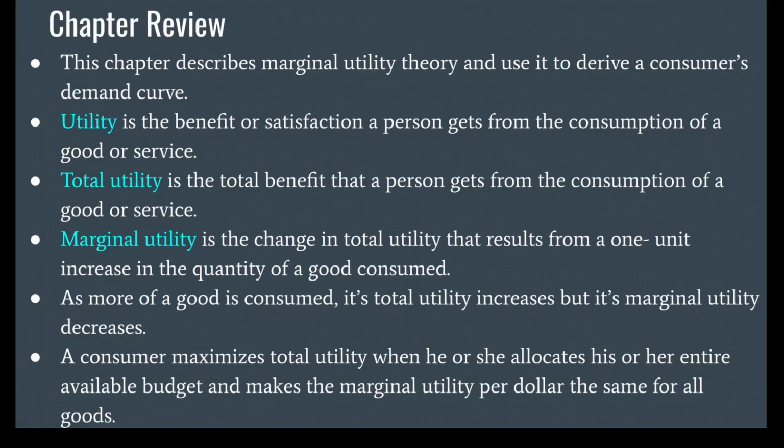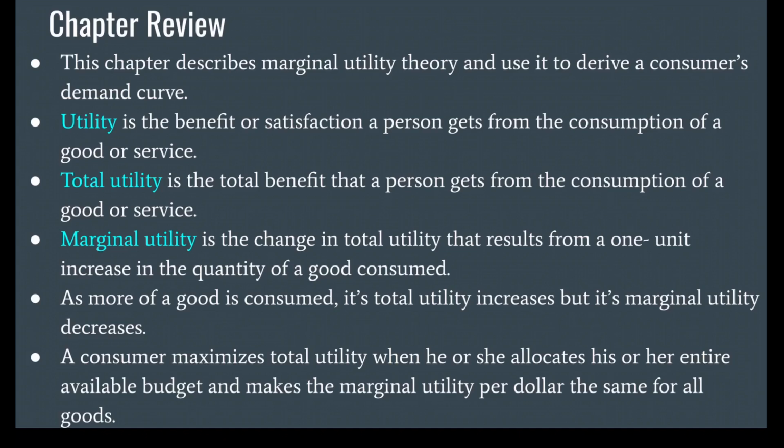Chapter review. This chapter describes marginal utility theory and uses it to derive a consumer's demand curve. Utility is the benefit or satisfaction a person gets from the consumption of a good or service. Total utility is the total benefit that a person gets from the consumption of a good or service. Marginal utility is a change in total utility that results from a 1 unit increase in the quantity of a good consumed. As more of a good is consumed, its total utility increases but its marginal utility decreases.